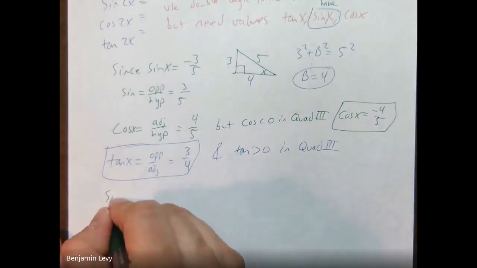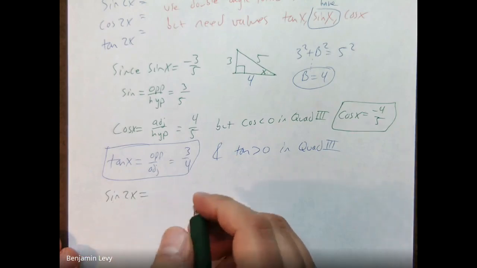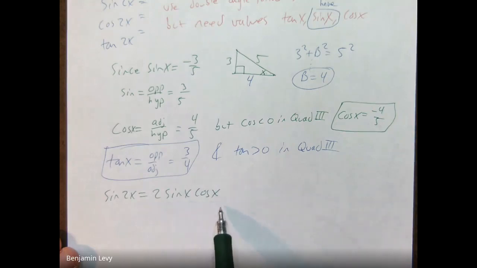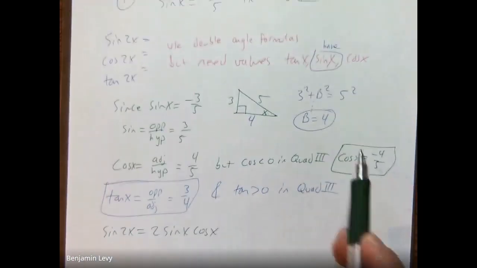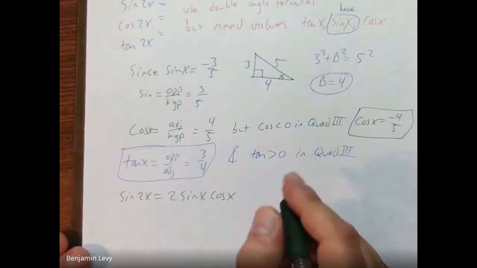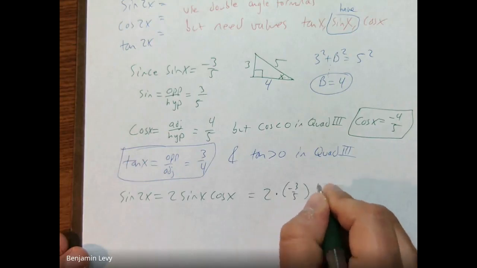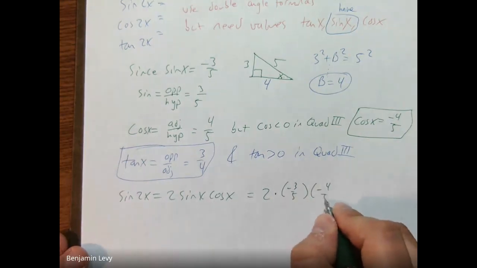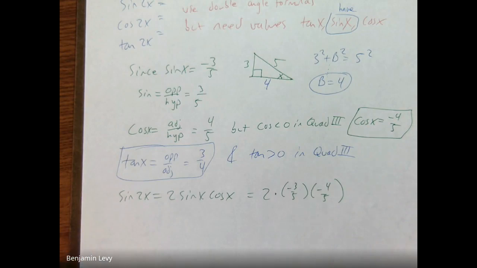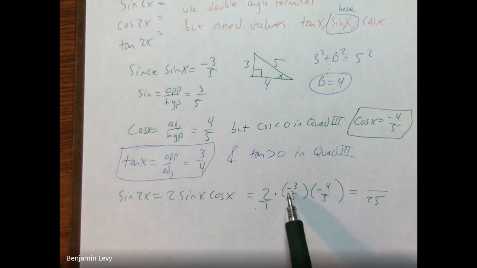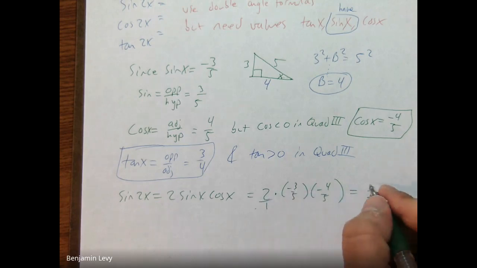So now the one final answer. If we want to do sine of 2x using the double angle formula, that's 2 sine x cosine x, and we have each one of those values, right? Cosine was minus 4/5, sine is minus 3/5. And so this is going to be 2 times minus 3/5 times minus 4/5. And you just multiply straight across. WebWork will probably accept that, but if you want to simplify it, this is a 2 over 1. And so you do 1 times 5, which is 25. And then the negatives cancel out, and you do 2 times 3 times 4. So that's 6 times 4, which is 24.